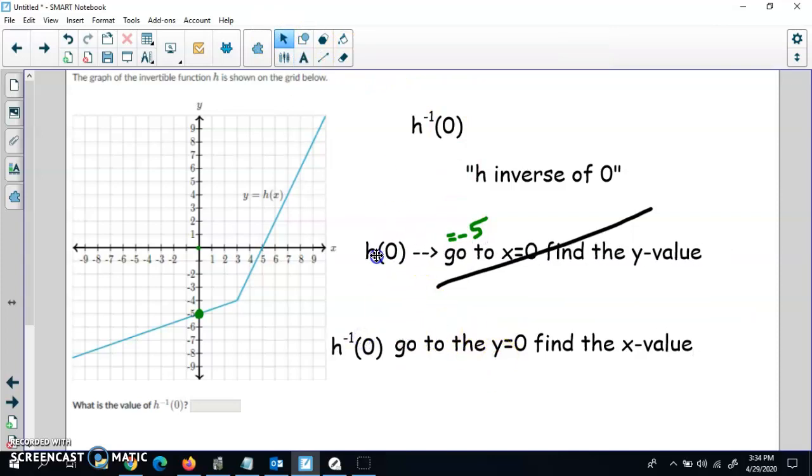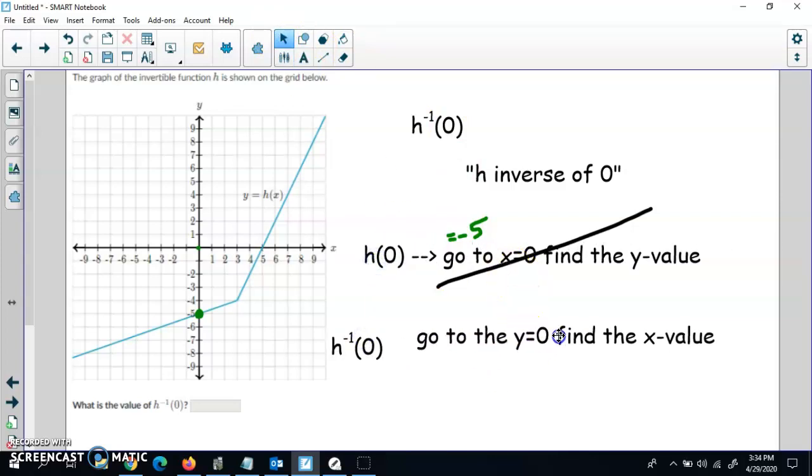Okay, so if H of 0, we go to the X, where X is equal to 0, and find the Y value. So we went to X equal to 0. We found where the blue line meets that on the Y axis. This is our Y axis. Now we're going to go to where Y is equal to 0. And of course, at the origin, both things are 0.